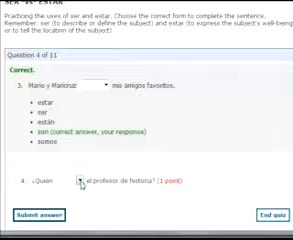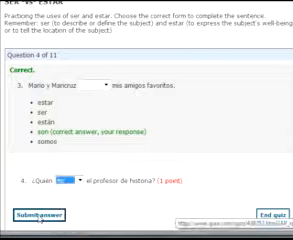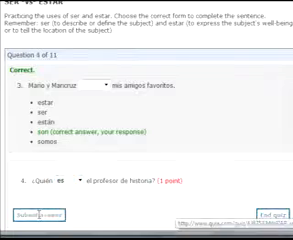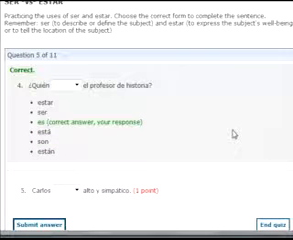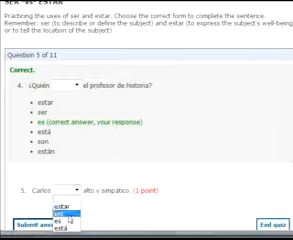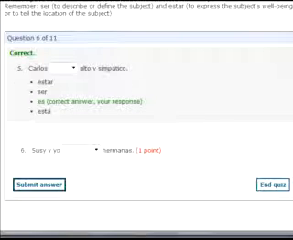¿Quién es el profesor de historia? Who is the Spanish professor? And we got that one correct. And I want to describe, Carlos is tall and nice. Es. And again, we got the correct response.